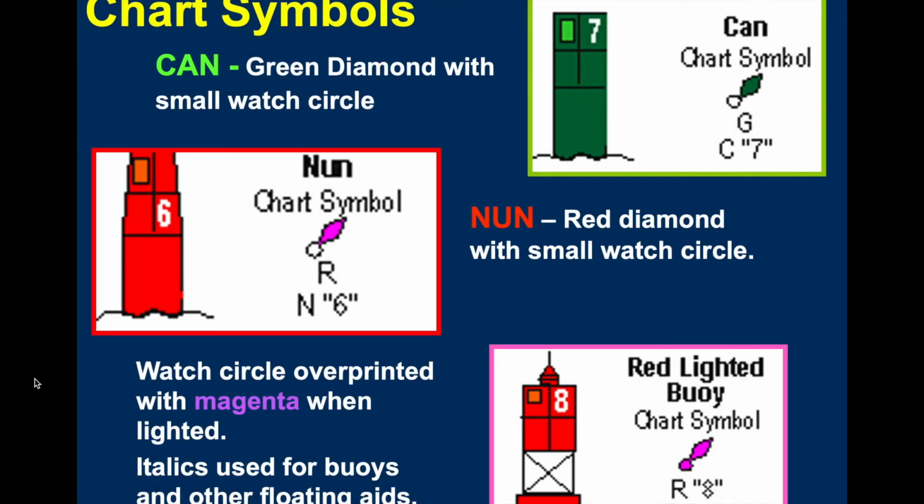All right, let's go over chart symbols kind of quick here. On your chart, if you're looking at a nun, it's going to be this magenta colored or red colored diamond with the watch circle here. Red nun number 6. If it's green, it's going to be a can, a green diamond, green can number 7. See this open watch circle? If it's a buoy that's lit, it's going to have a magenta colored watch circle. That's how you know it's lit. And it's also going to tell you what the light characteristics are. In this case, it's flashing red 4 seconds.